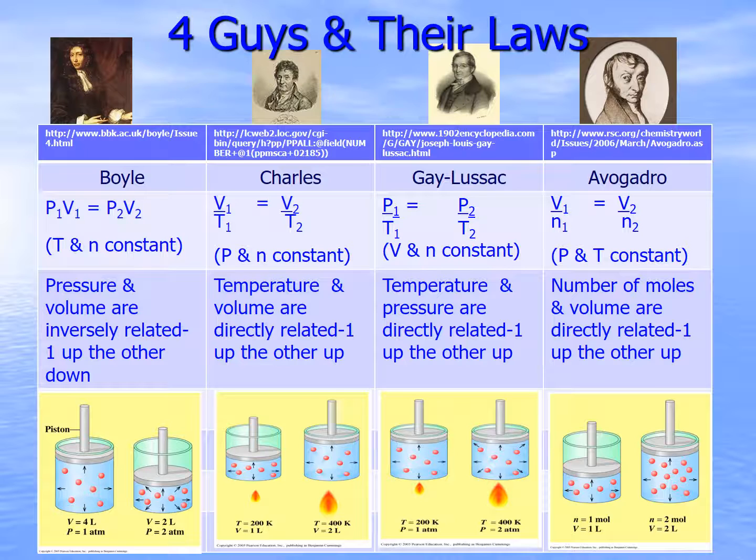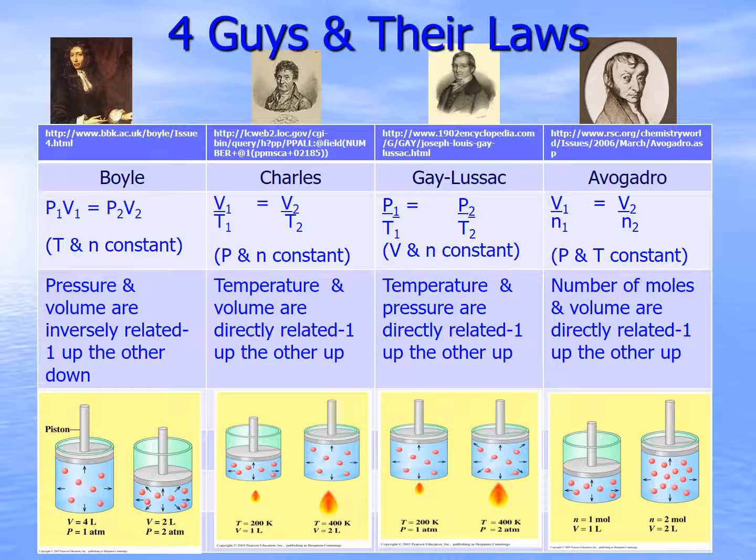Charles's law: V1 over T1 equals V2 over T2. This is when pressure and moles are held constant. So once again, we have a constant amount of gas, but we are holding it at constant pressure. We will find that raising the temperature raises the volume, and lowering the temperature lowers the volume. In fact, it is directly related, but only directly related if we use Kelvin temperatures. Do not attempt this with Celsius temperatures.